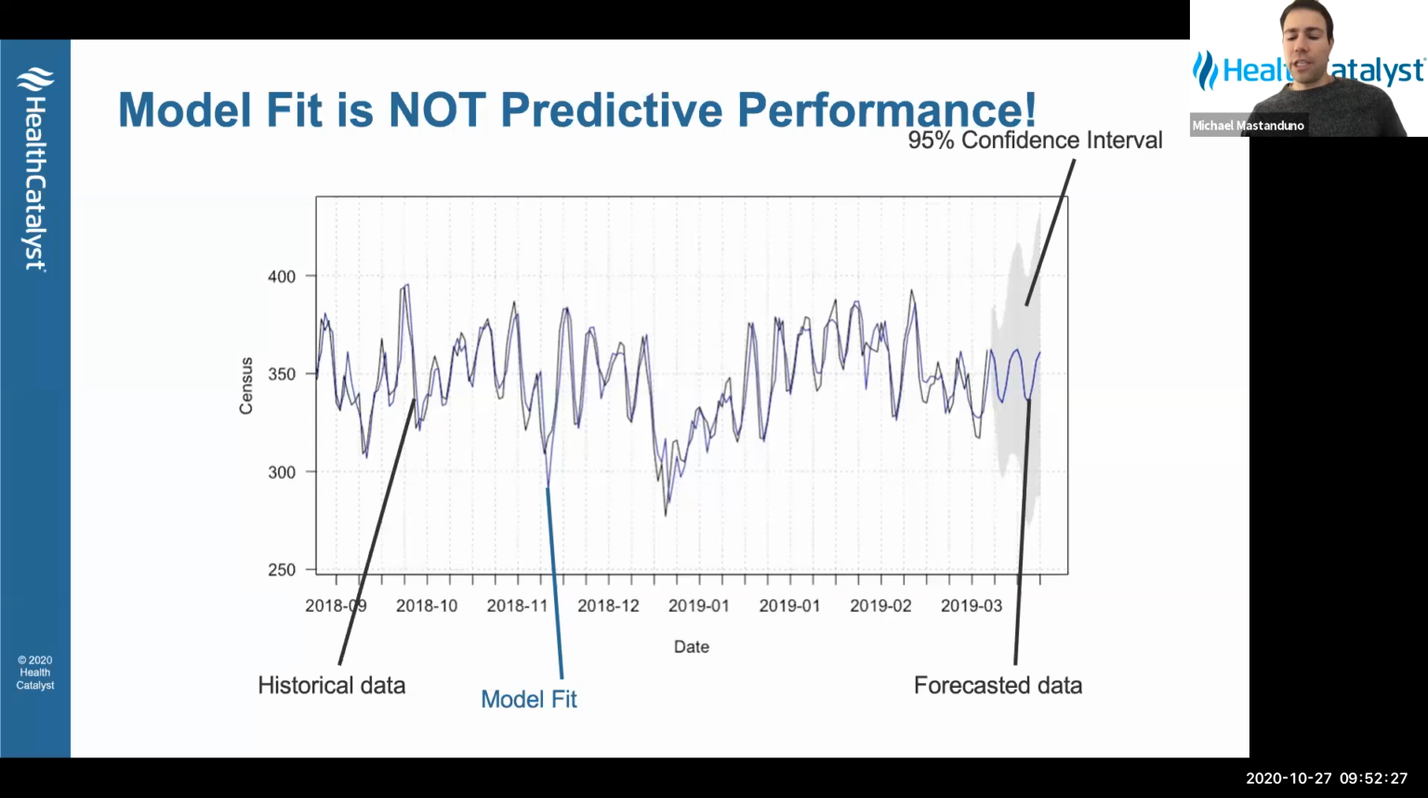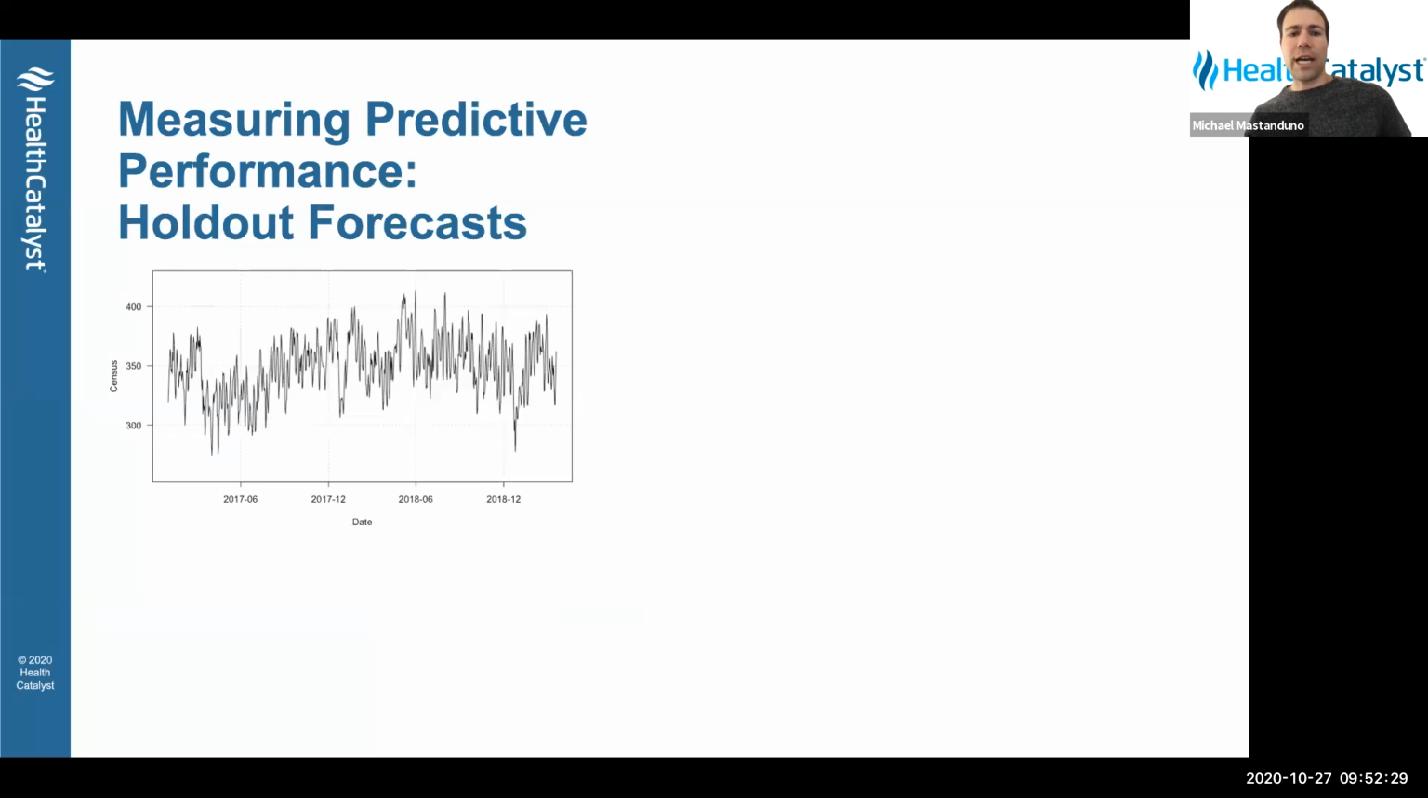For that, we actually need a different tool called holdout forecasts, which are geared to measuring predictive performance. And that's what we're interested in. We want to know, if I sit down and look at this forecast on a Monday morning, will I be able to tell what my inpatient census is 2 Mondays from now, 14 days later? And so holdout forecasts are the way we do that and assess how accurate these forecasts actually are in a predictive sense.